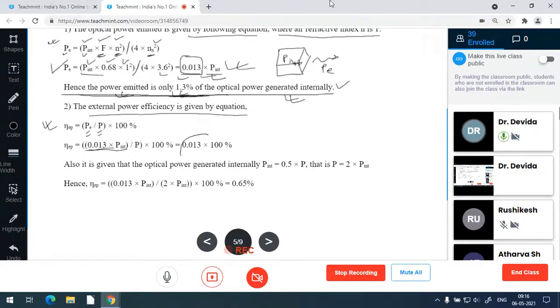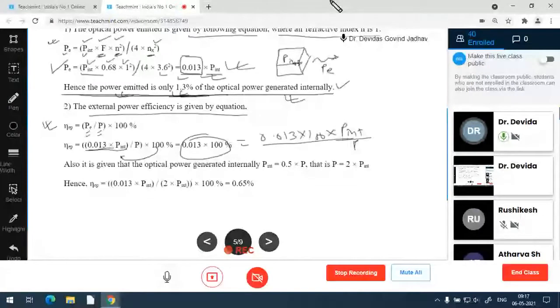So there is something wrong here. It should be 0.013 multiplied by 100, with this 100 taken into the bracket, multiplied by P internal divided by P. So this must be like this. This was wrong. So 0.013 into 100 becomes 1.3, into P internal divided by P.